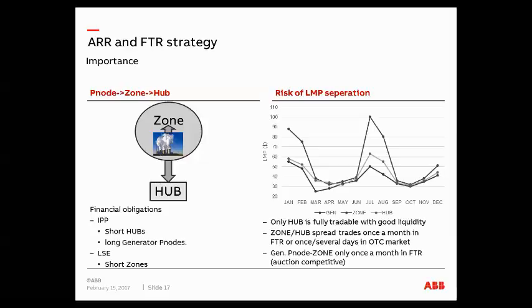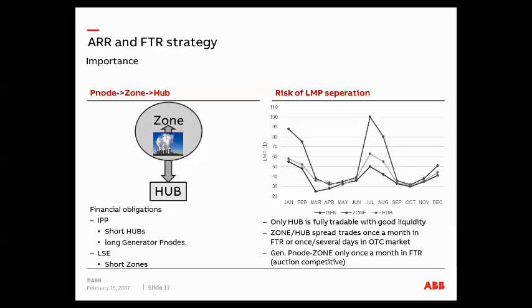Between these three types of nodes, only hub is fully tradable with very good liquidity. And zones and hubs, and also their spread, only trade a few times a month. And for the generators, there's no direct trading activity other than the FTR auctions on a monthly basis.